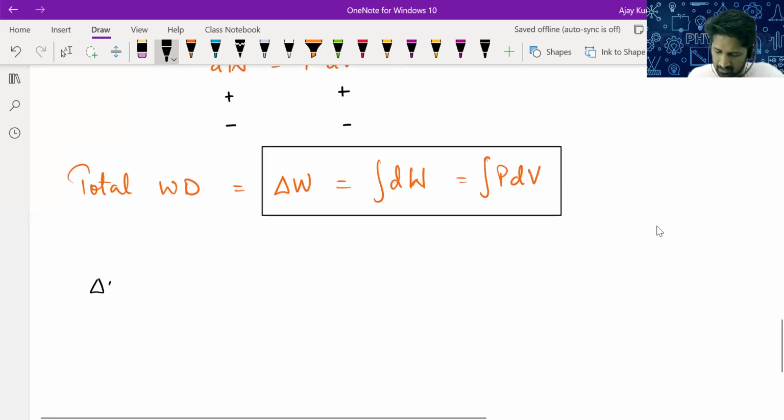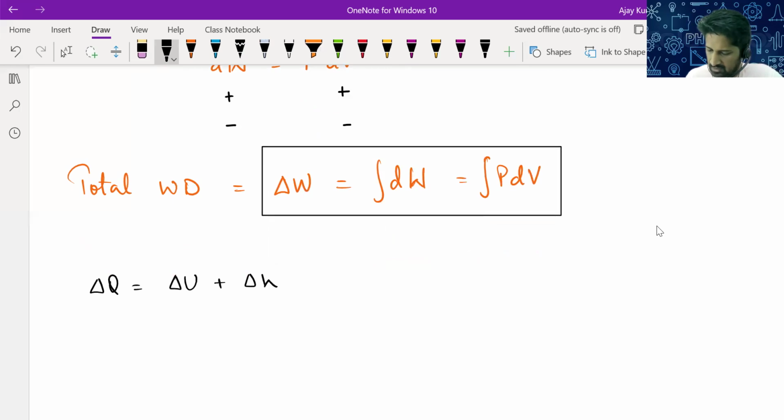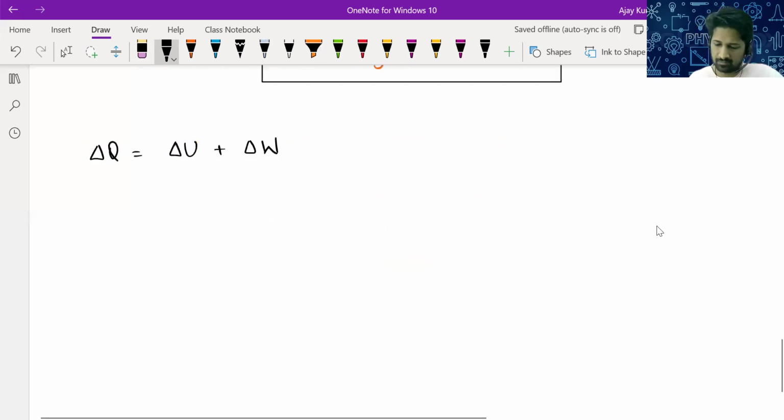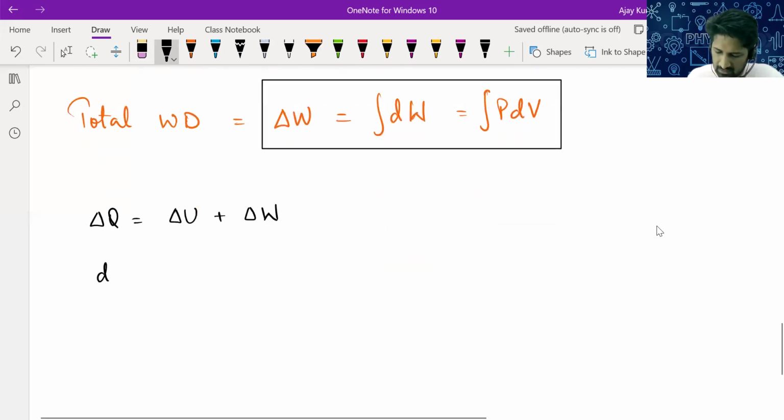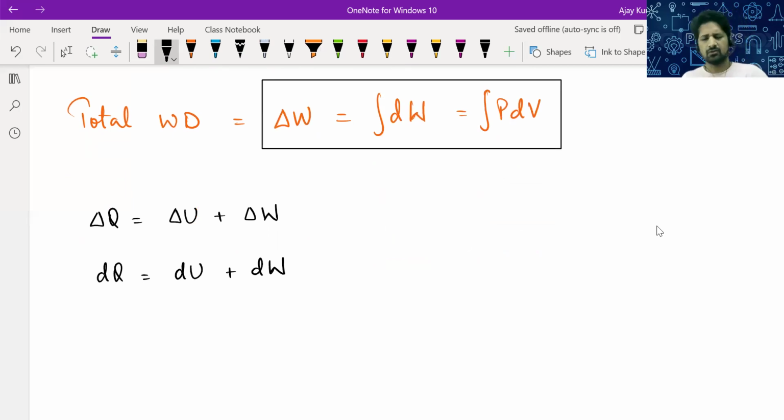So when you supply heat to a gas, some of it gets stored as internal energy, the rest gets converted to work done by the gas. You can also write this equation as dQ is equal to dU plus dW. So it depends on the situation. Sometimes you can use it this way, sometimes you will have to use it the other way. You'll understand when we solve problems.